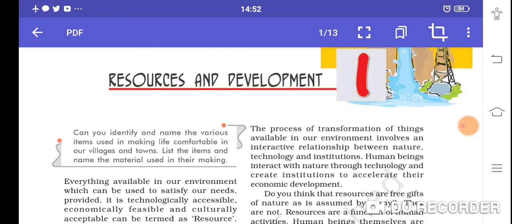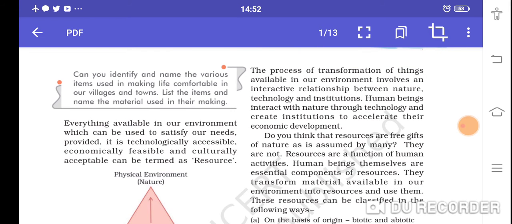So, resources. First of all, let me tell you what resources are for your short revision. Resources are anything that can be used to satisfy needs, or anything which satisfies human needs is a resource. So everything available in our environment is a resource, and that humans value is capable of satisfying their needs.